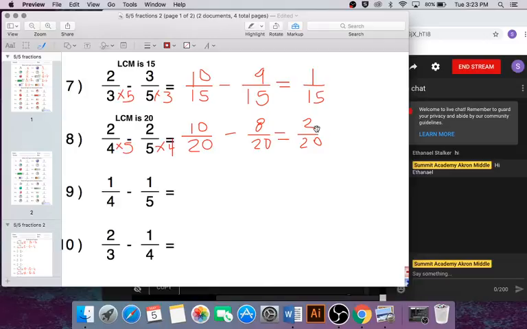This fraction is not in lowest terms, so we need to find the greatest common factor of 2 and 20. So the greatest common factor is going to be 2. So we need to divide both our numerator and our denominator by 2 now. 2 divided by 2 is 1. And 20 divided by 2 is 10. So our final answer is 1 over 10.